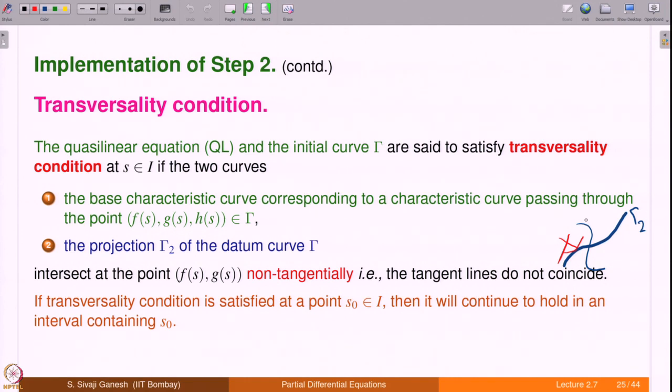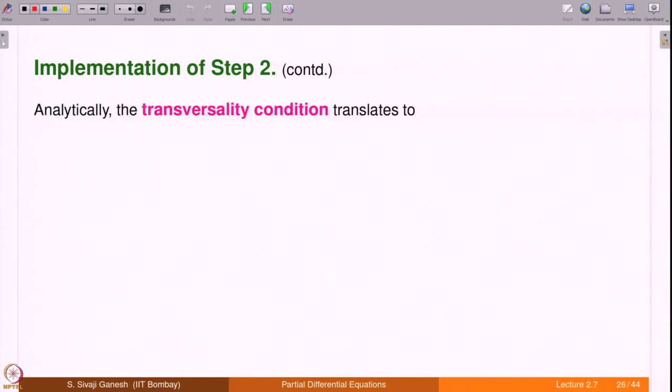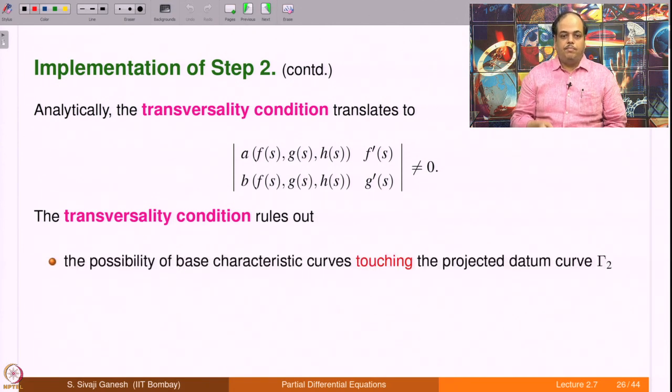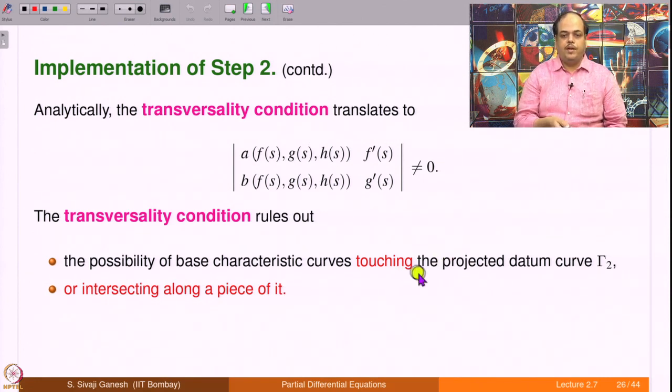Now if such a thing happens, if you look nearby also, the curves are all going to be like that. They will always be cutting and you get a surface. That is a consequence. So analytically, the transversality condition translates to this determinant being non-zero. It rules out the possibility of base characteristic curves touching the projected datum curve, namely gamma 2, that we have illustrated in the picture. Touching means sharing the tangent line and coinciding, of course. Then also you have touching for a long time. This may be at a point, but if it intersects along a piece of it, it means they share the tangent throughout that piece because the curve is the same. So such things are ruled out.